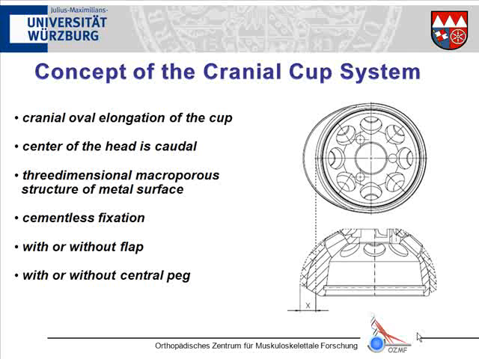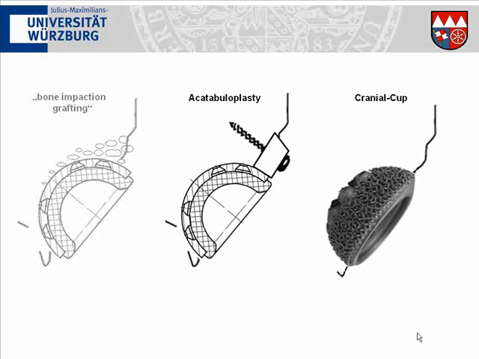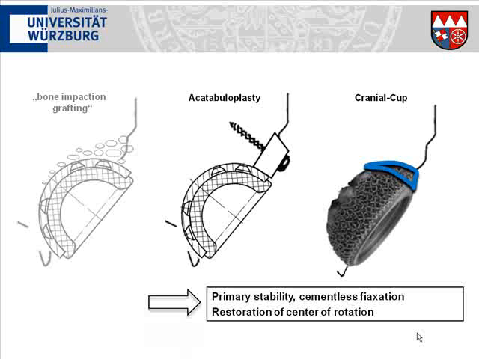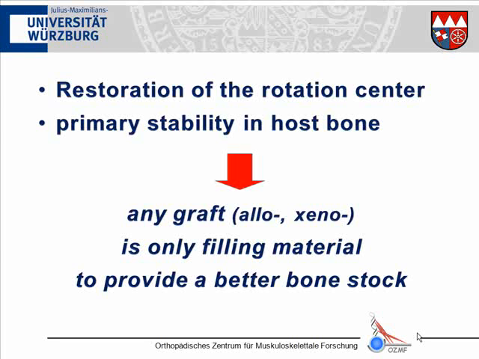I want to talk about two procedures that we compared, the acetabuloplasty and the cranial cup system, for the same indications. And in some patients we prefer this cranial cup system, just because it's a primary stable system, a cementless fixation. It can be weight-bearing immediately, and we can restore the center of rotation with this system, and we have a very stable primary situation. We don't believe in allografts at all.